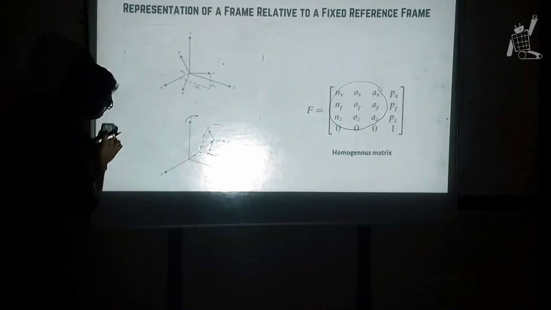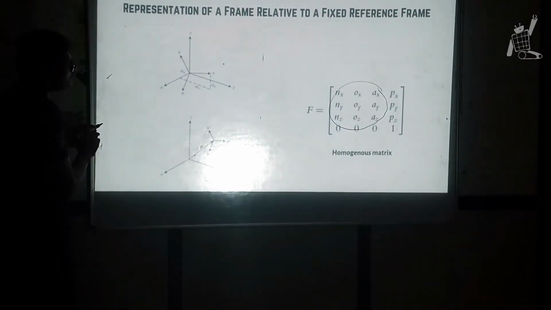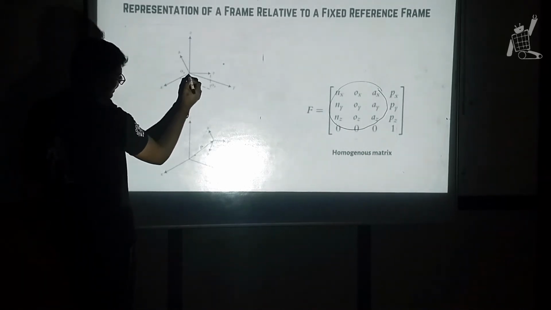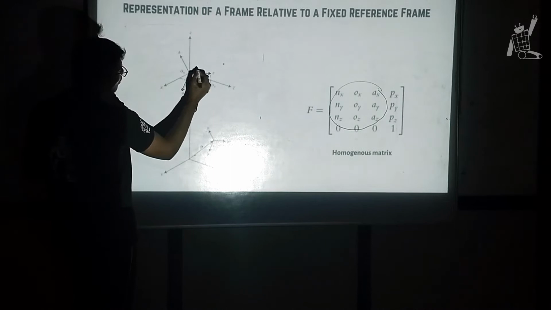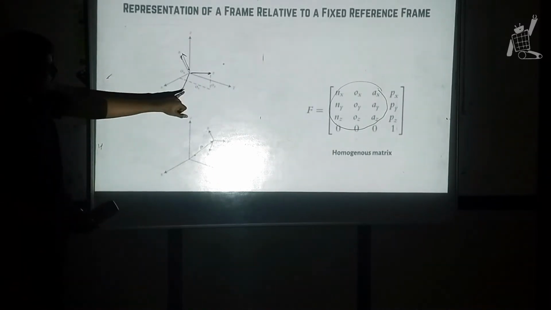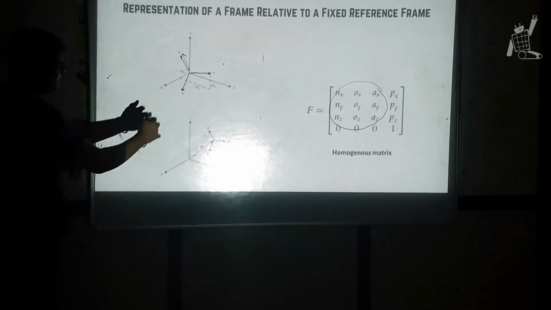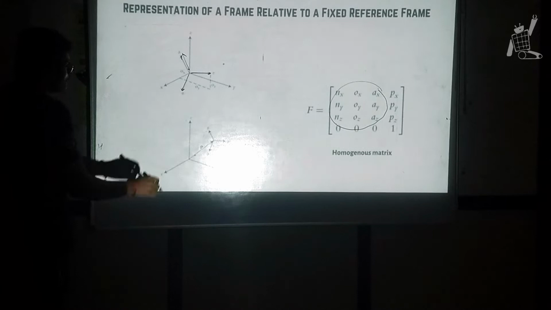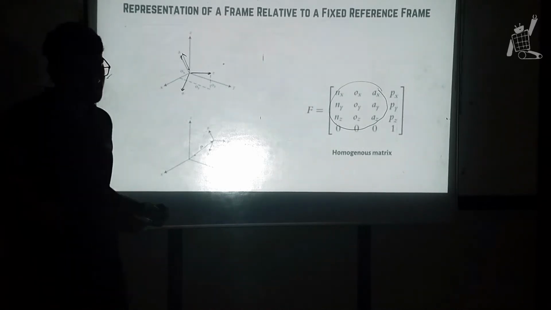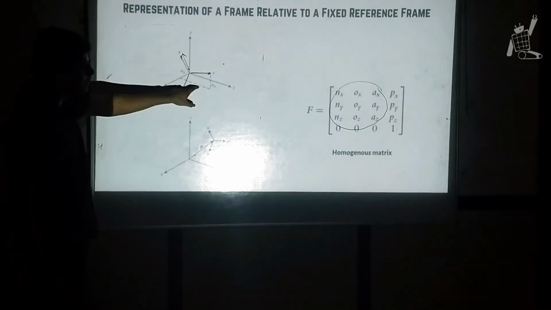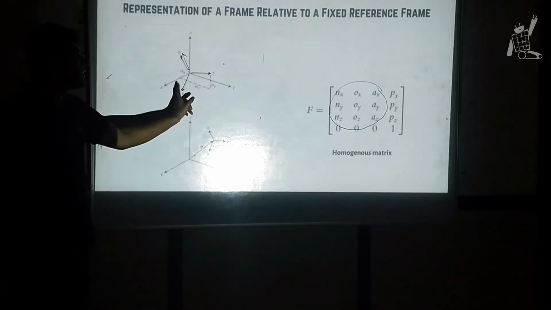Similarly, you can see each axis, right? N, O, and A, right? Since these vectors are rotating, it means the smaller frame, that is the NOA frame, is rotating. So in order to mention its orientation, we are considering the direction cosines of each axis with respect to the XY frame.